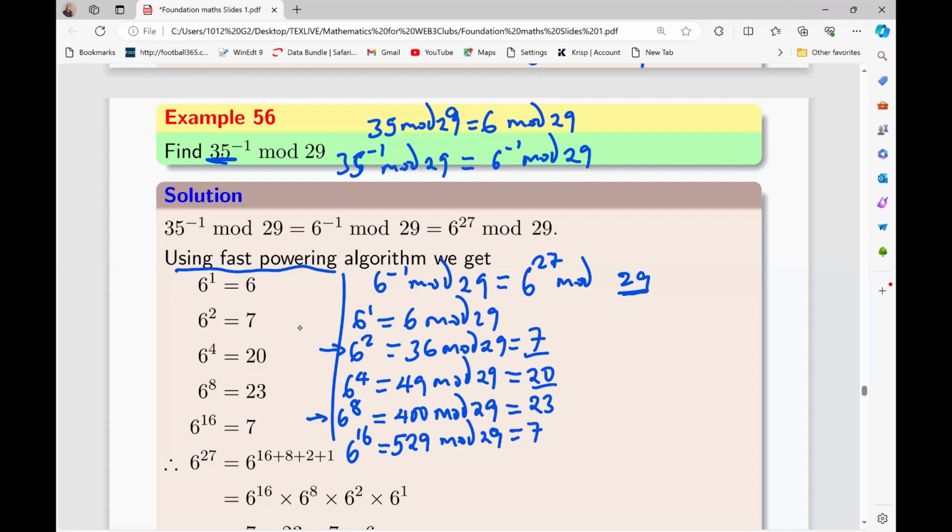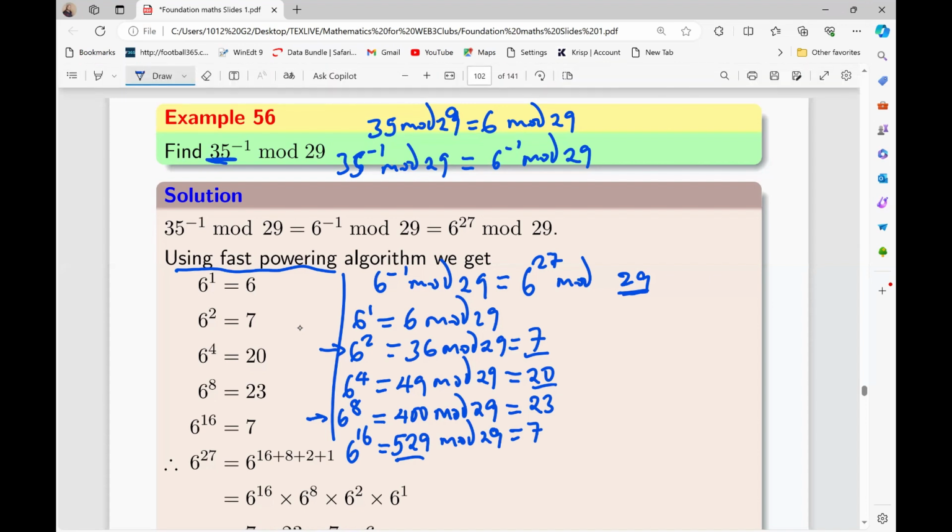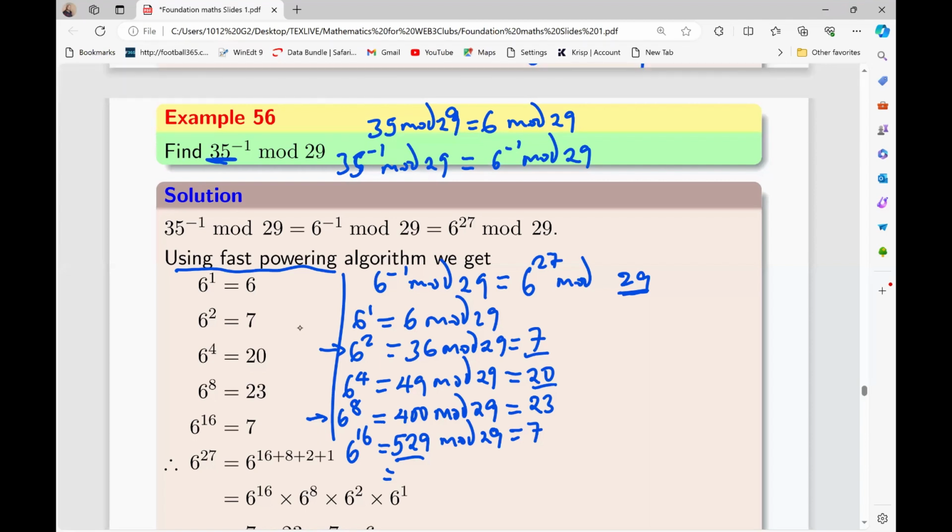I had promised to show you that you don't need to write bigger numbers like 400 and 529. These are very big numbers. What we know is that 23 mod 29 is the same as subtracting 29 from 23, which gives negative 6. Because you're squaring, negative 6 squared gives 36, which mod 29 is 7. So you can do it that way and deal with smaller numbers.